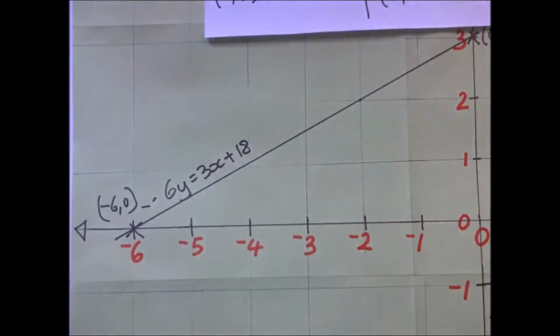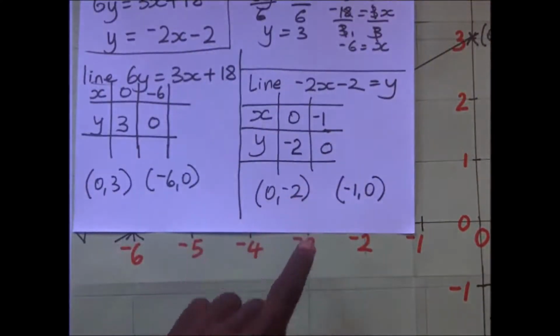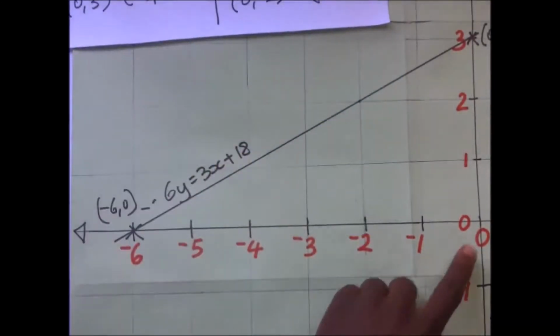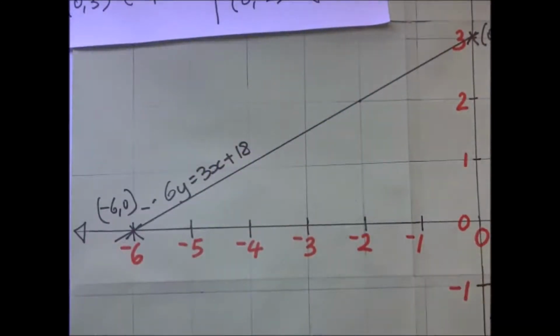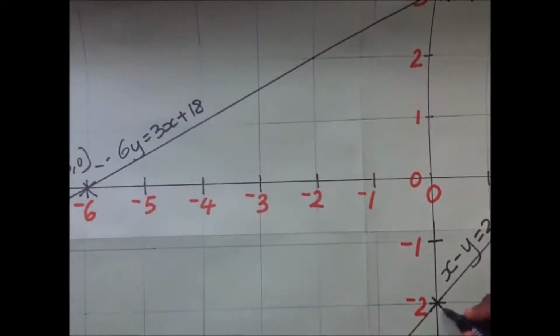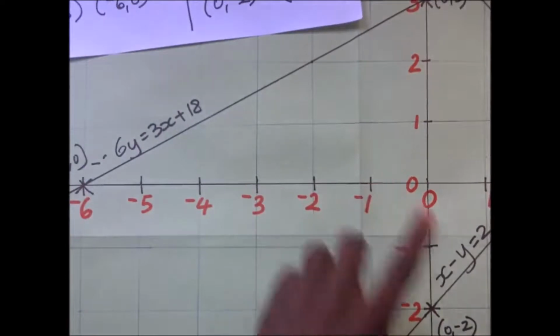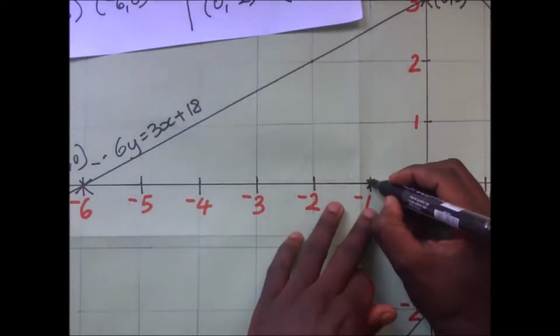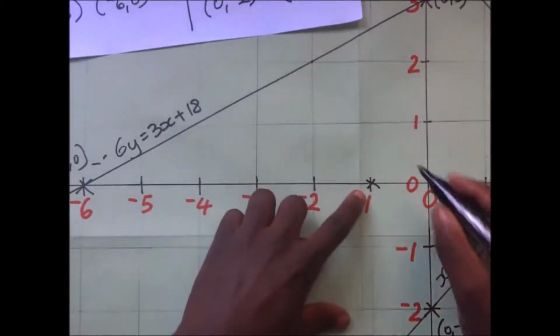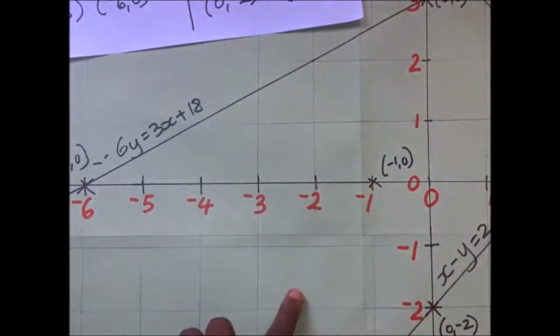So let's go ahead and draw the other line, which has the point (0, -2). We'll begin with (0, -2), which is down here. (0, -2) is right there. Then we have (-1, 0). (-1, 0) is right there. So when we connect these two points, this is what we have.